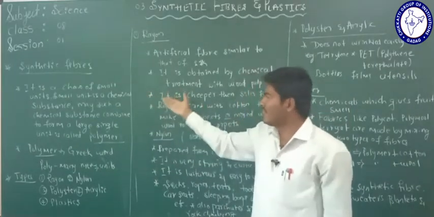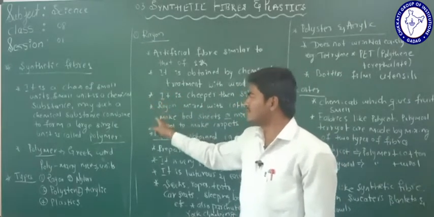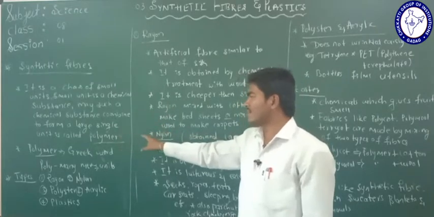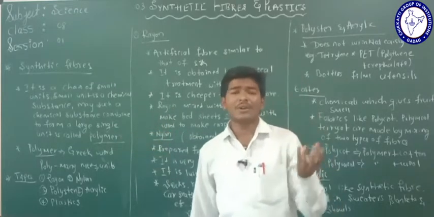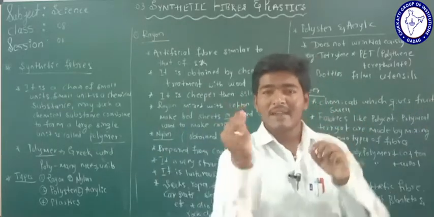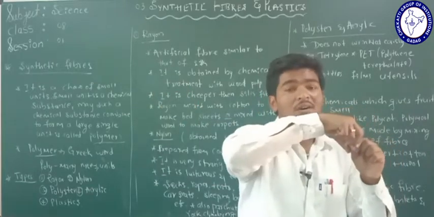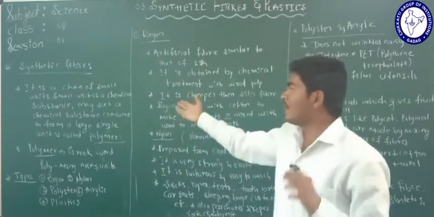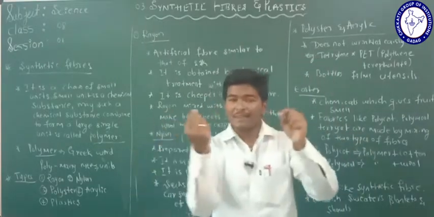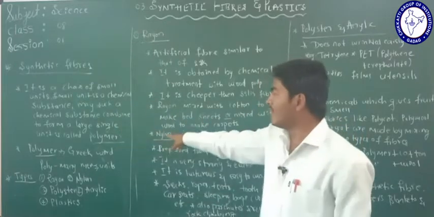So it is a chain of small units. The small units are chemical substances. Many such chemical substances combine to form a large single unit, that is called a polymer. Why do we call it a polymer? Because a synthetic fiber is made by small chemical units in a continuous chain. Have you understood why it is called a polymer? All the synthetic fibers are made by polymers.